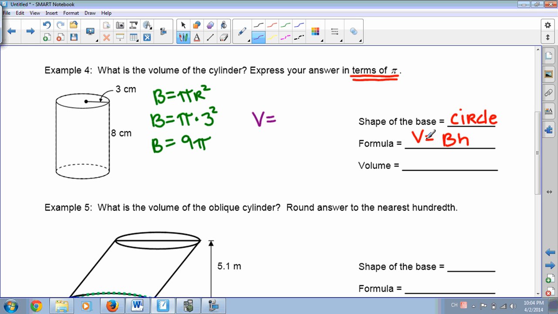Volume is equal to big B, which we know is 9 pi, times H, which is the height of our cylinder, in this case 8. Again, don't put the pi in your calculator. You're just going to multiply the 9 times the 8, and you get 72 pi. So that one was super easy. So the volume of this cylinder is 72 pi centimeters cubed.